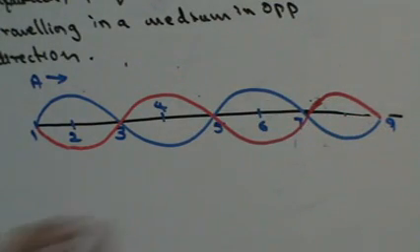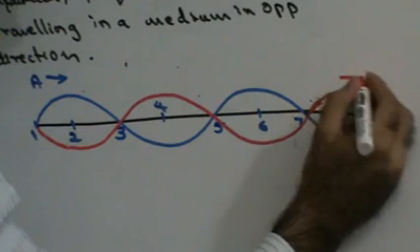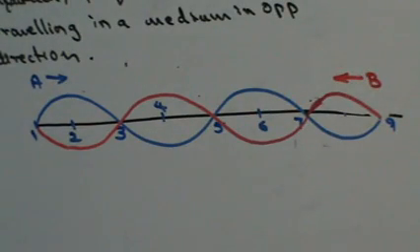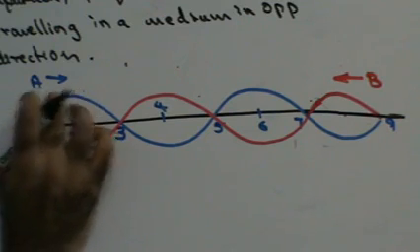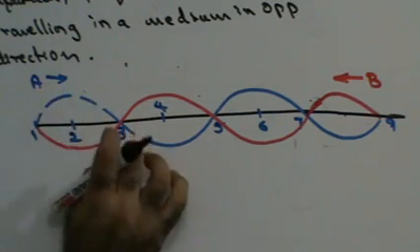Right? So this is my wave B, which is traveling in this direction. Now let's see the formation of stationary waves. The incident wave A is assumed to be traveling from left to right, whereas the reflected wave is assumed to be traveling from right to left.